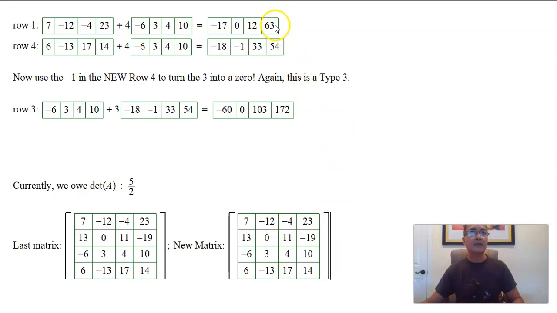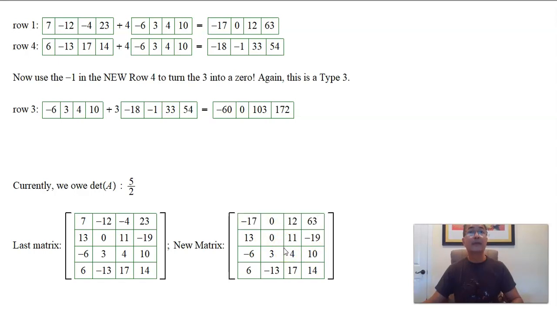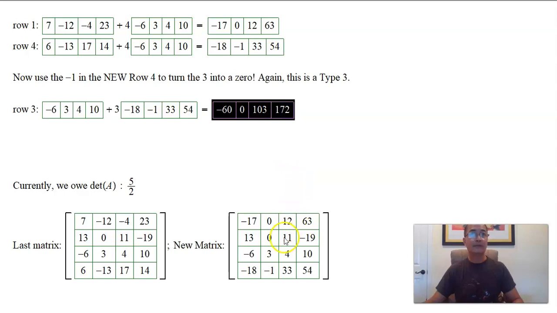Okay, so this row 1 is going to go over here to replace that row 1. So there we go. And this will replace row 4. Let's take that. Replace row 4. Very good. And this will replace row 3.